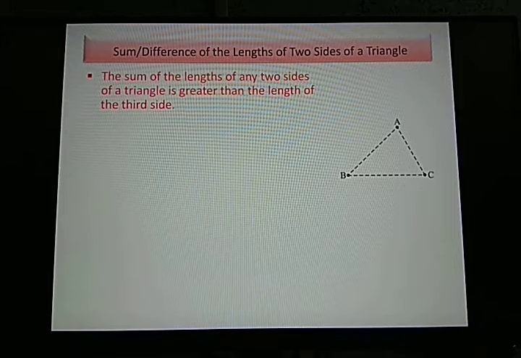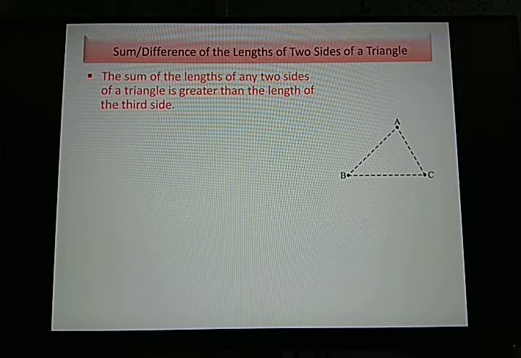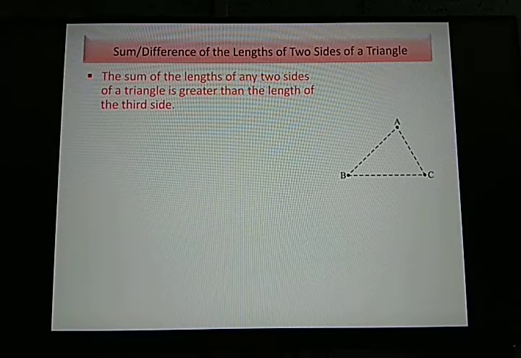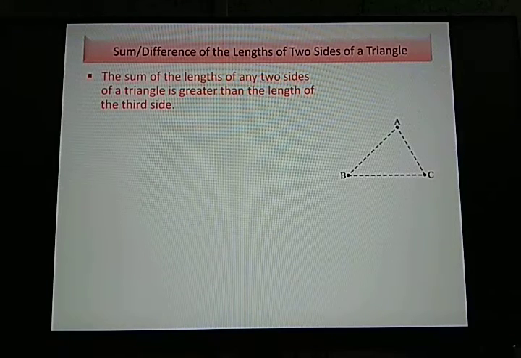As you wish. Whatever be the lengths of the two sides, if we take their sum and compare it with the length of the third side, then we will find that in every case, the sum of the lengths of the two sides that we have taken will be greater than the length of the third side.